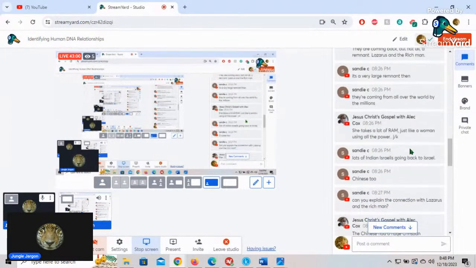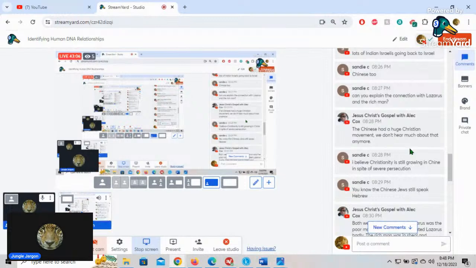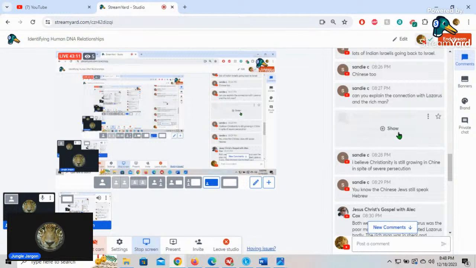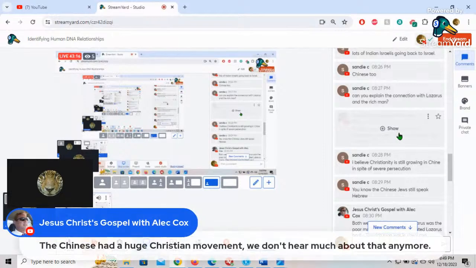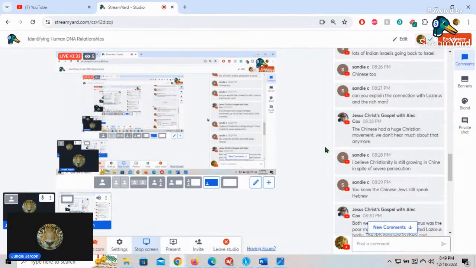Well, Rich Man and Lazarus. The Chinese had a huge Christian movement. We don't hear much about that anymore. That was stamped out for sure, the same as everything else is being stamped out. But to be sure, there are still house churches in China. That is almost for sure. Severe persecution.